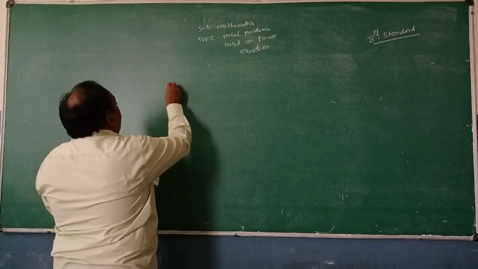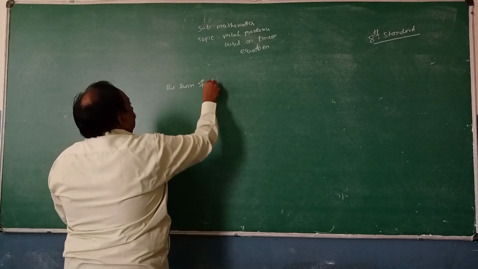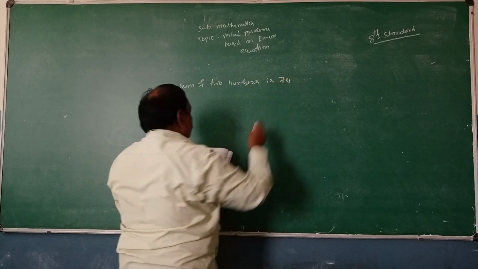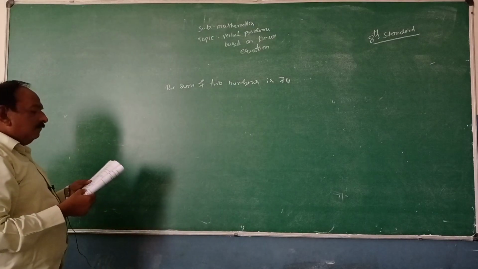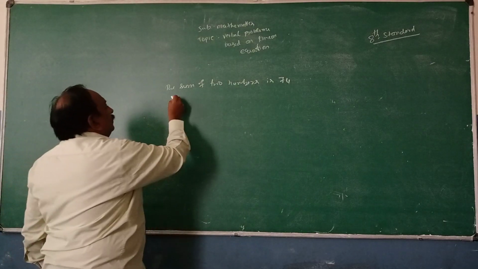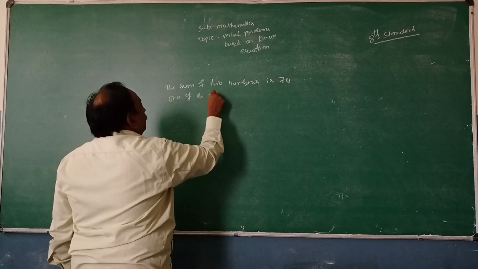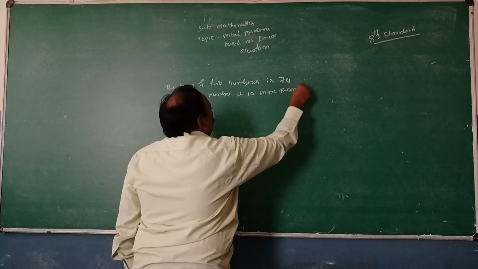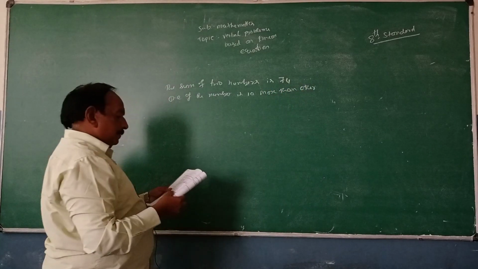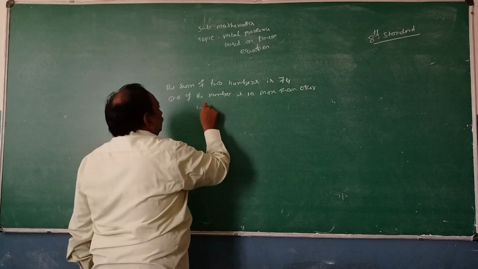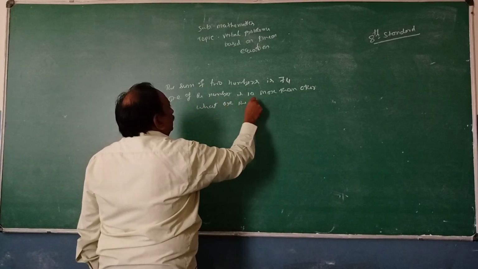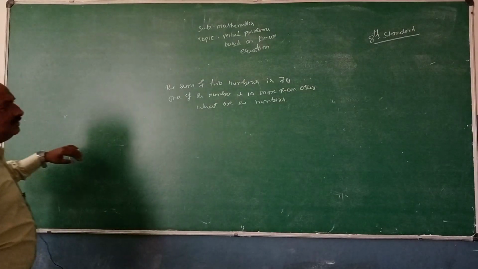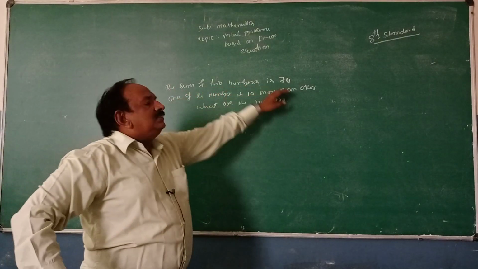The sum of two numbers is 74. One of the numbers is 10 more than the other. What are the numbers? Listen, these are all very easy problems. The sum of the two numbers is 74.